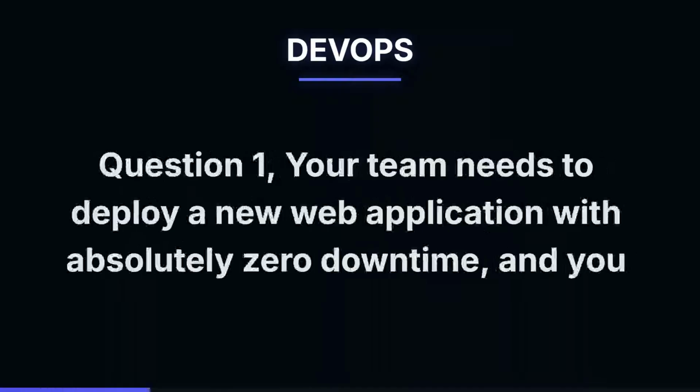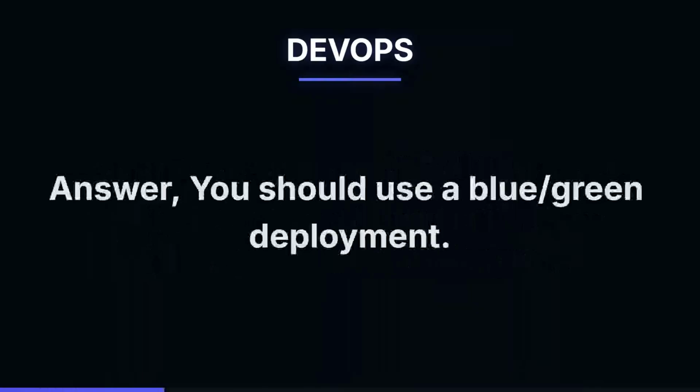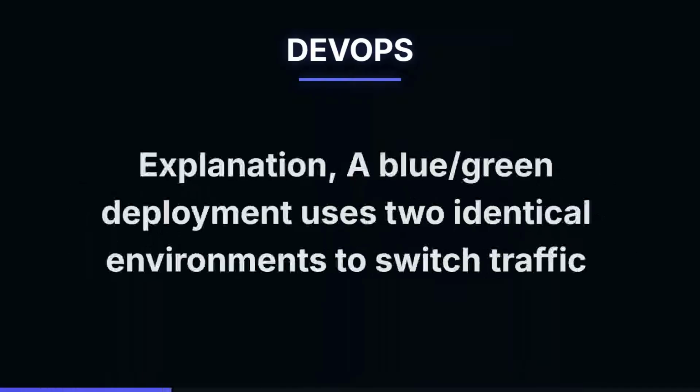Question 1. Your team needs to deploy a new web application with absolutely zero downtime, and you must be able to roll back instantly if errors occur. Which deployment strategy should you choose for this task? Answer: you should use a blue-green deployment. Explanation: a blue-green deployment uses two identical environments to switch traffic instantly, providing zero downtime and immediate rollback capabilities.